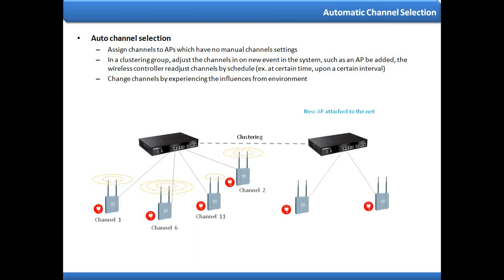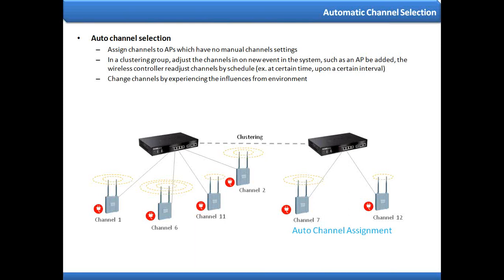In addition to that, in the context of a cluster group, if another set of access points that are also in the same area get added onto the network, the two controllers will automatically coordinate between them what channel should be assigned to every access point.